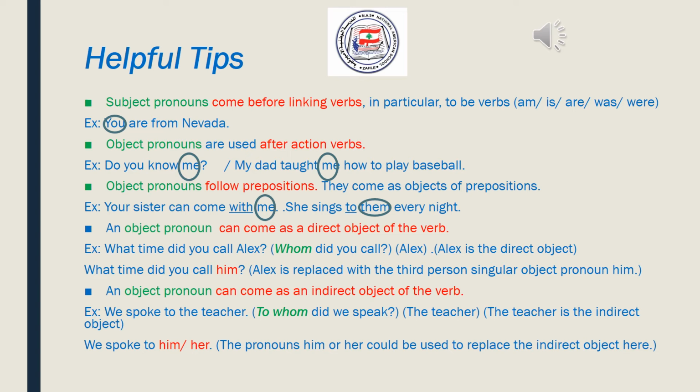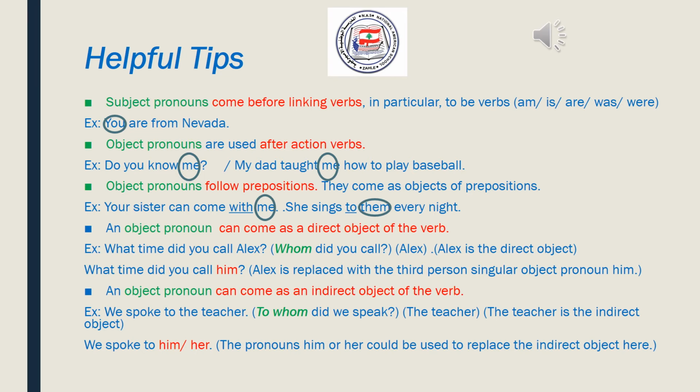What time did you call Alex? Let's ask a few questions. Whom did you call? Alex. So Alex is the direct object. Now let's replace Alex with a suitable pronoun. What time did you call him? Alex is replaced with the third person singular object pronoun him. So him is an object pronoun that came as a direct object of the verb.